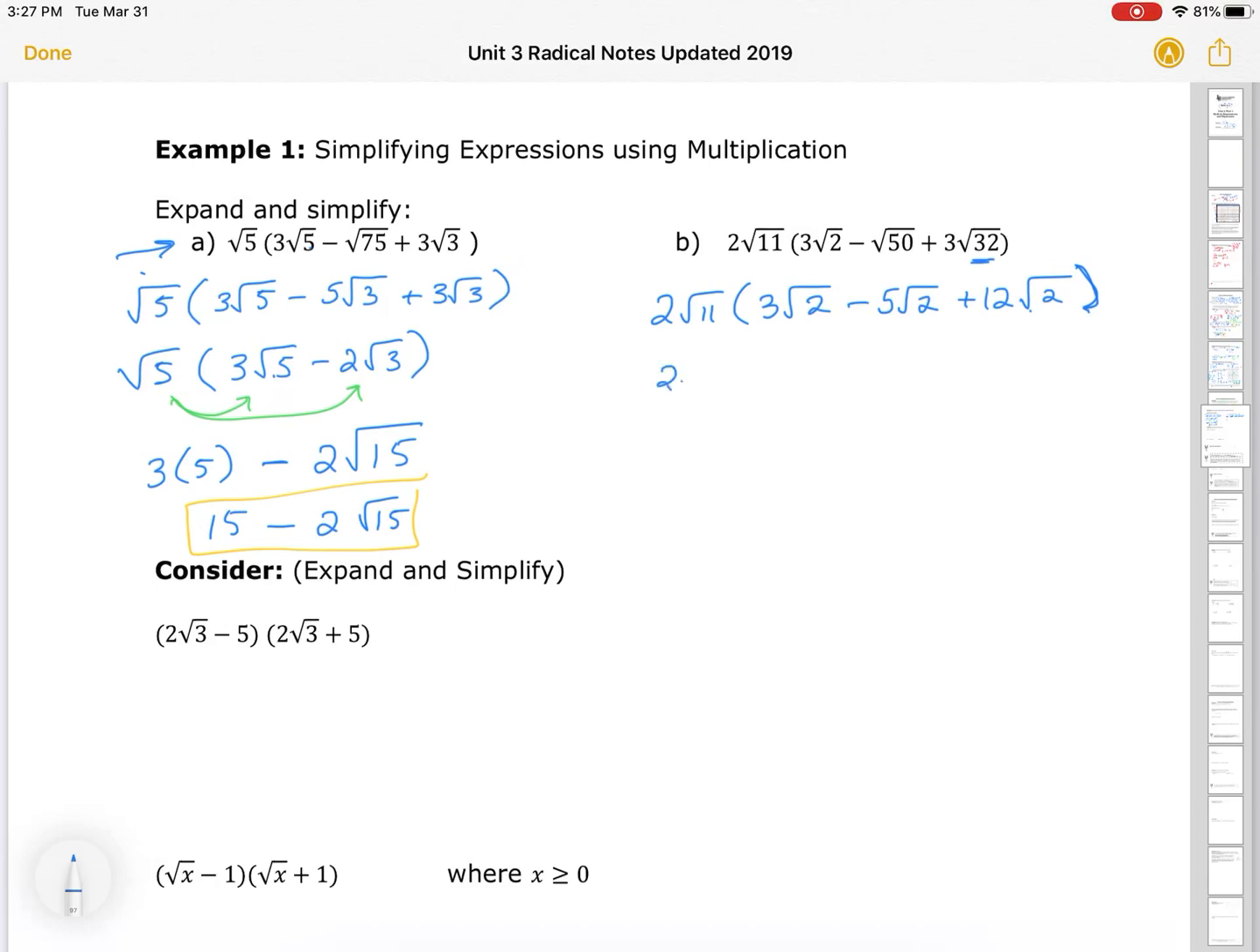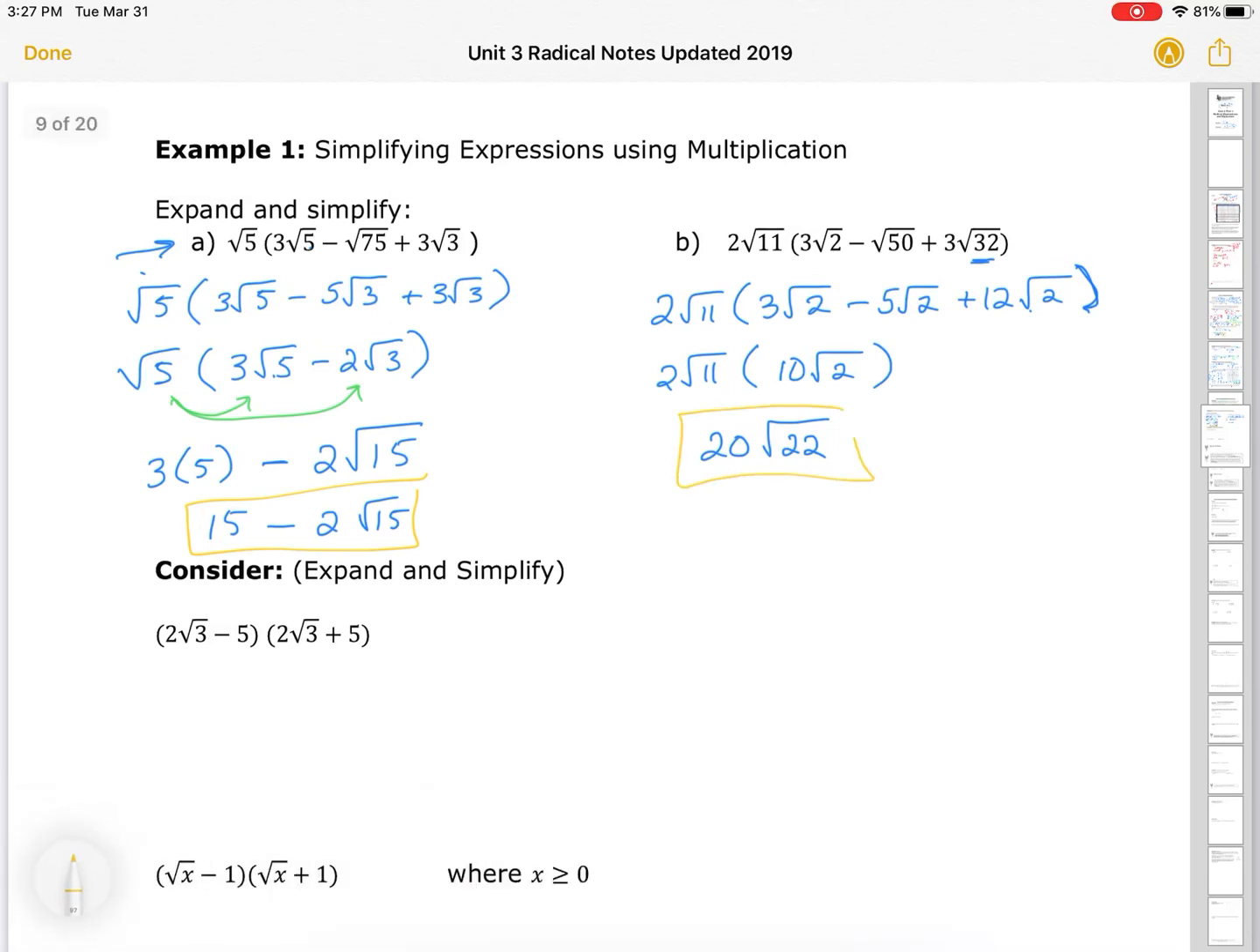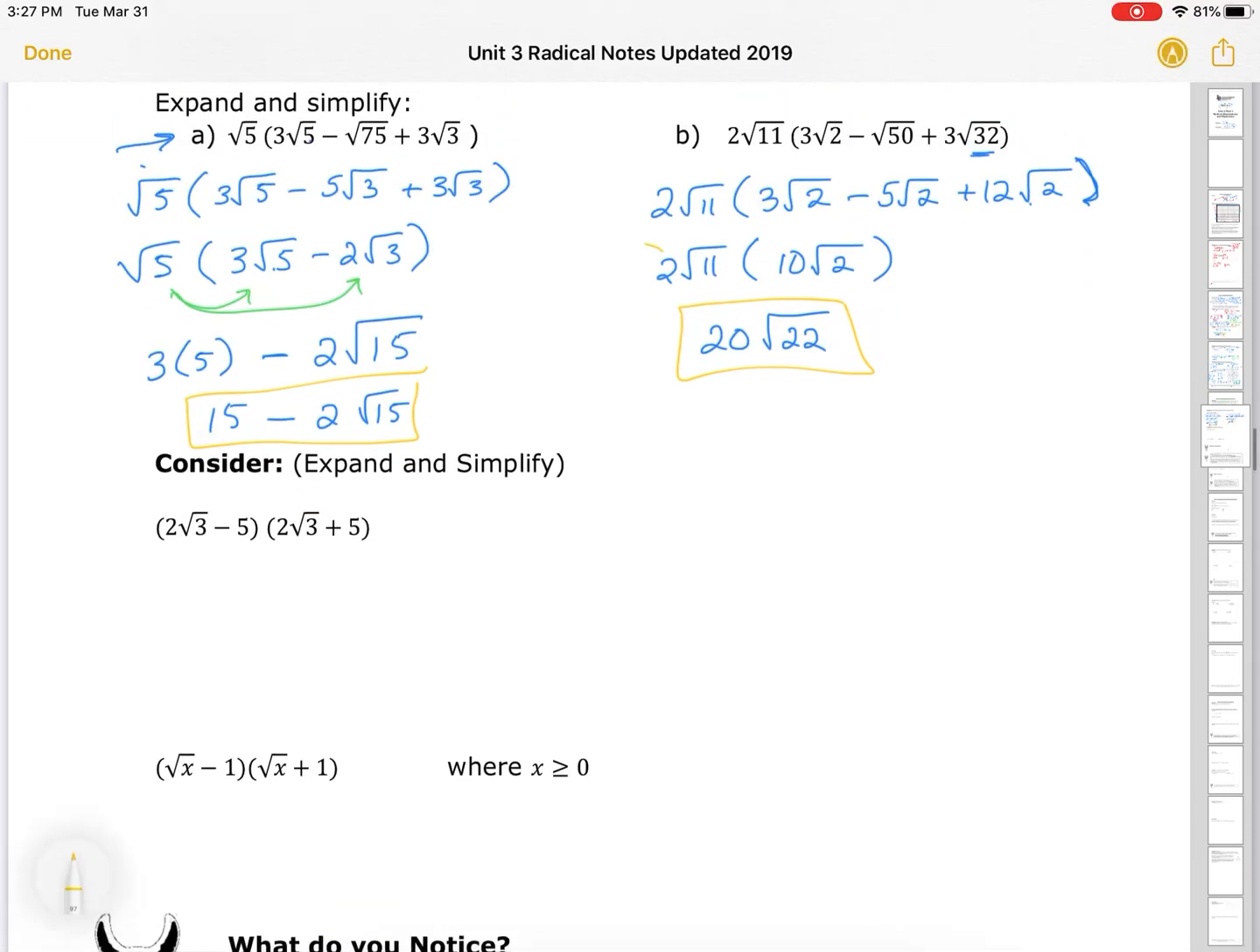Okay. Now they're all root 2's in the bracket, so I can simplify those first. So 3 minus 5 plus 12 is equal to 10 root 2. And now I'm multiplying coefficient times coefficient, radicand times radicand. So 2 times 10 is 20, and 11 times 2 is 22. And again, put that in a nice box so I can find it.